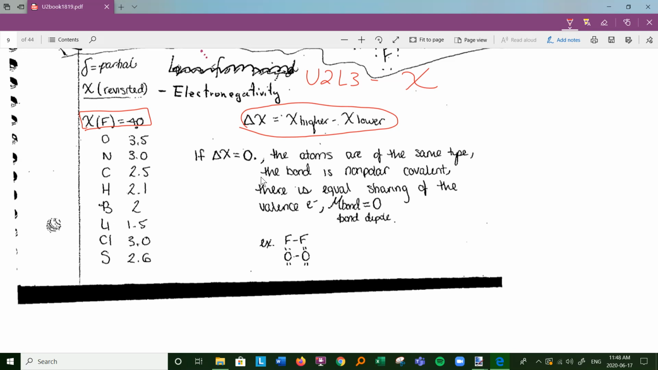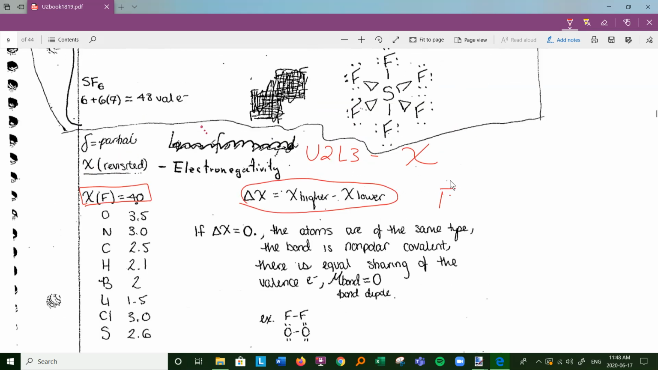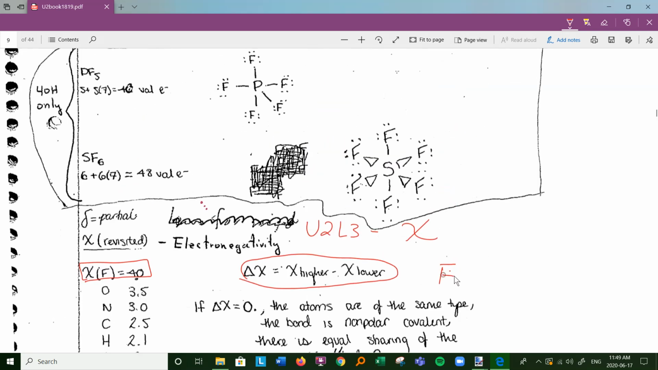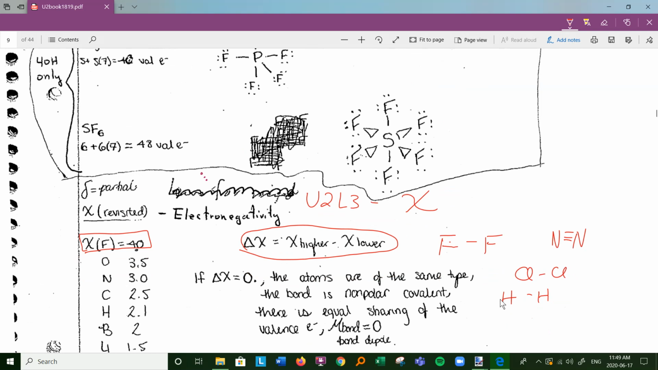So, if it turns out that the electronegativity difference between the two atoms forming a bond is 0, then the atoms are of the same type. Type meaning they're exactly the same kind of atom. What does that mean? They're both fluorines, or they're both chlorines, or they're both hydrogens, or they're both nitrogens. Okay, I haven't made these Lewis diagrams. There you go. So we say then that the bond is nonpolar covalent.